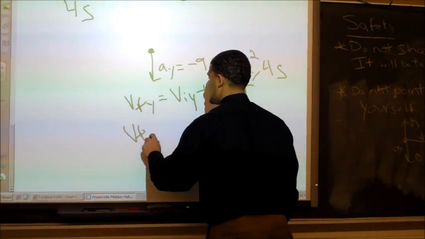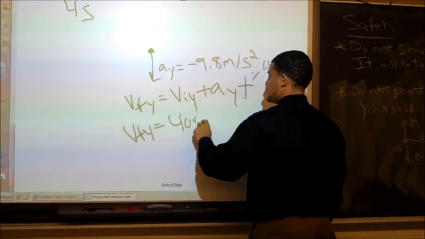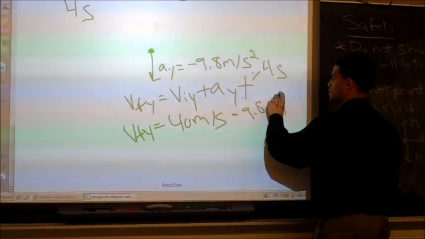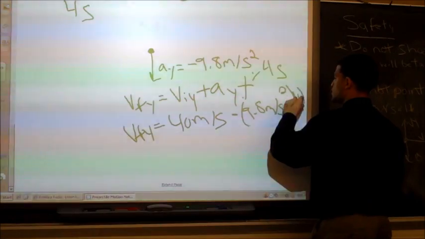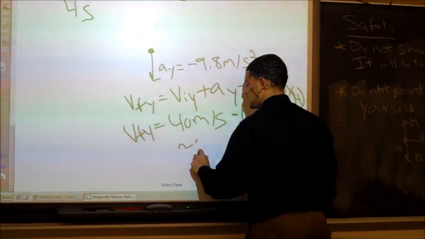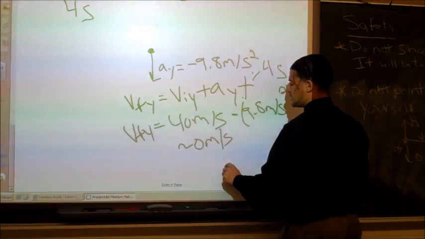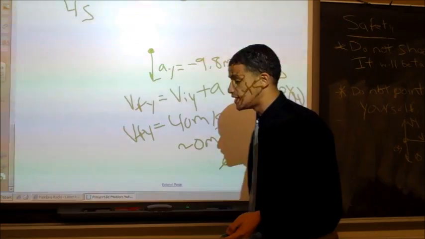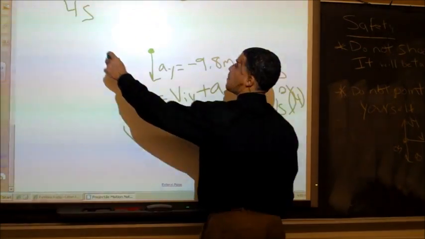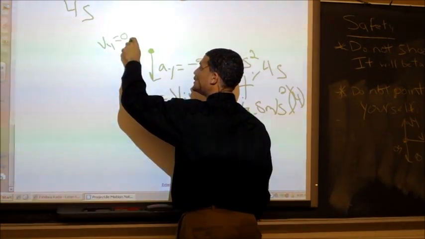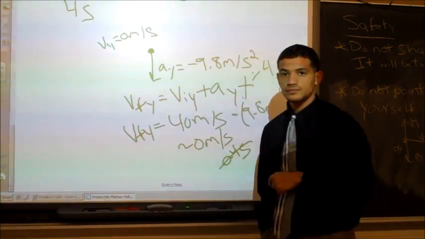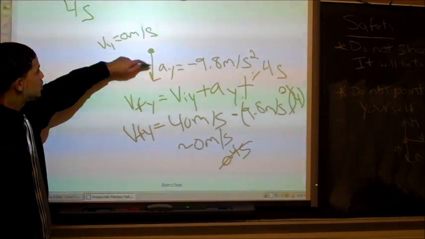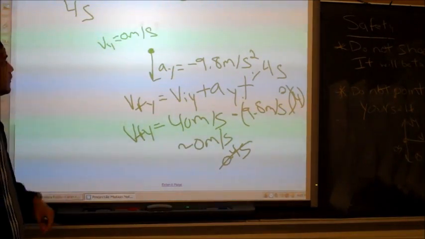So if I just plug that in, I get 40 meters per second minus 9.8 meters per second squared times 4, which I get approximately 0 meters per second. It's actually like 0.4 seconds, but in this case we're just going to round for simplicity's sake. So at the very top, my velocity in the y direction equals 0 meters per second. So therefore I have no down arrow in the v of y because v of y is non-existent.